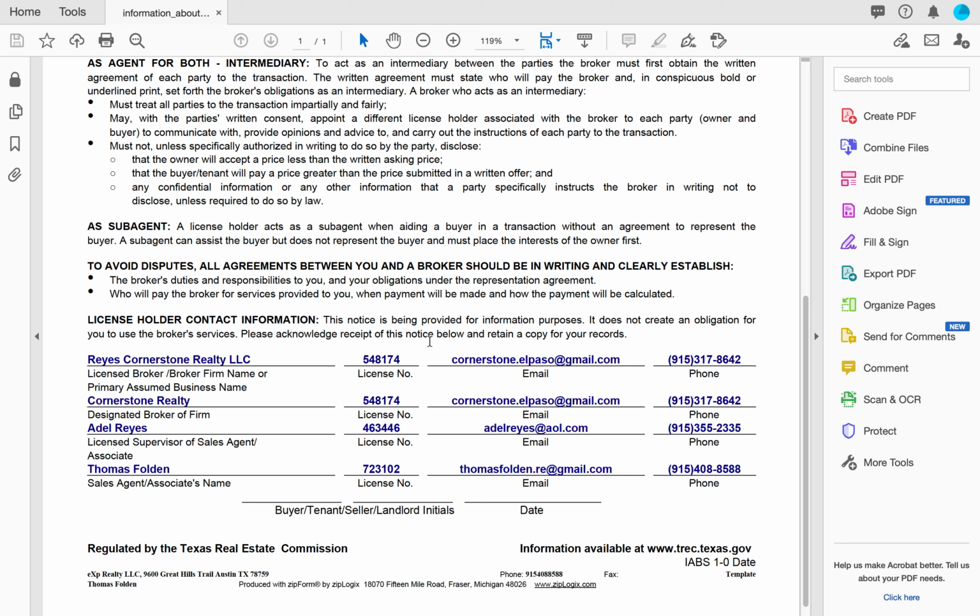This notice is being provided for information purposes. It does not create an obligation for you to use the broker's services. Please acknowledge receipt of this notice below and retain a copy for your records. And you get their initials down here and the date.